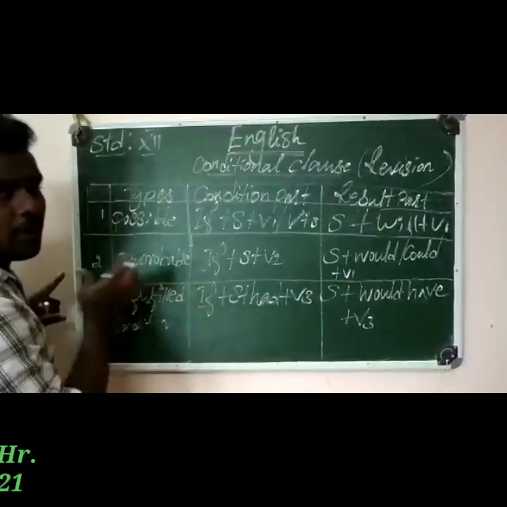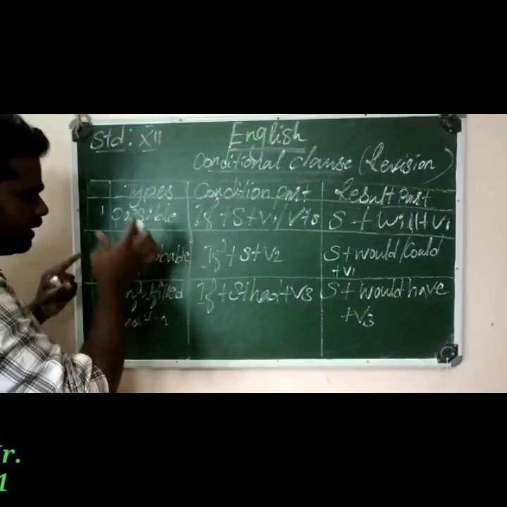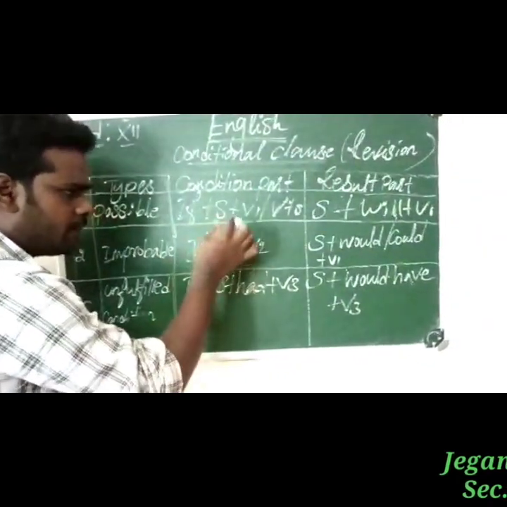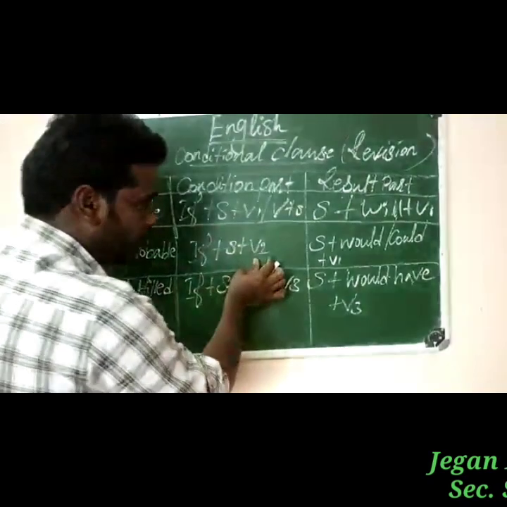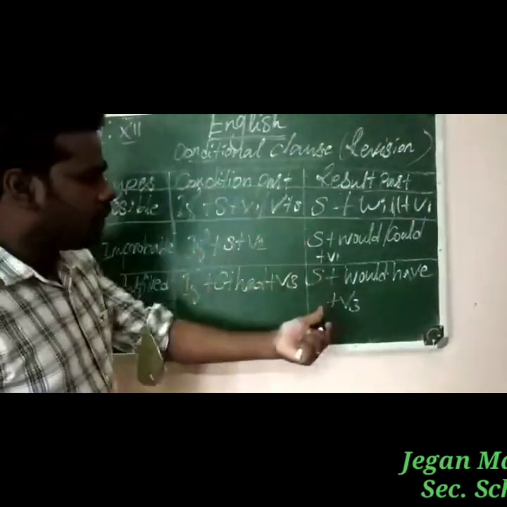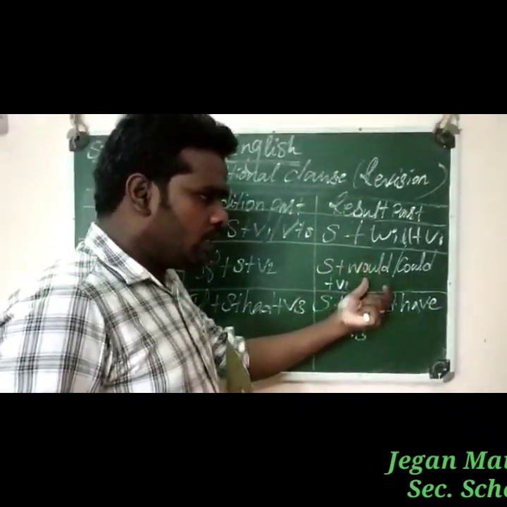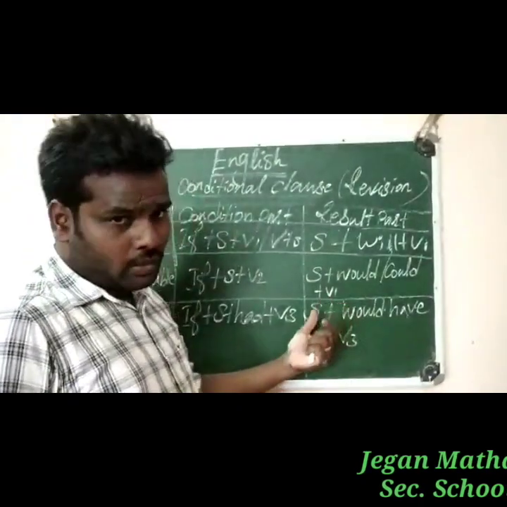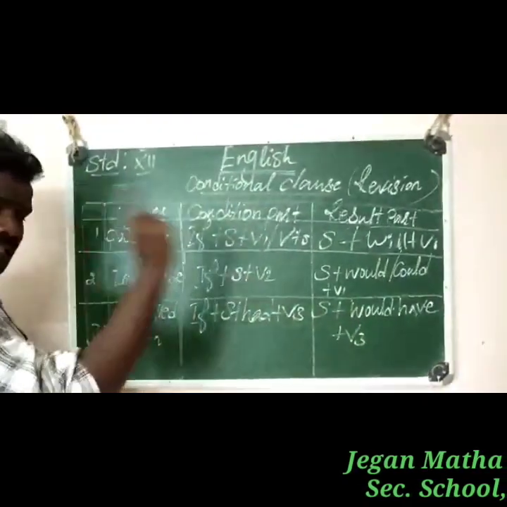Improbable, that is impossible, otherwise we can use the improbable condition. The condition part: if plus subject plus V2, the second form of verb, simple past tense. The result part: subject plus would plus V1. So I will tell you that exercise.